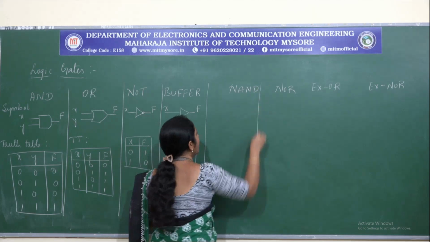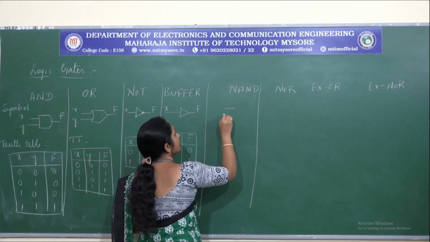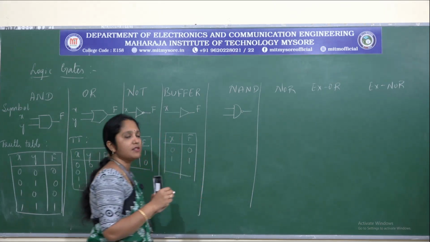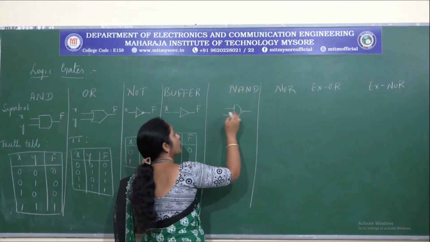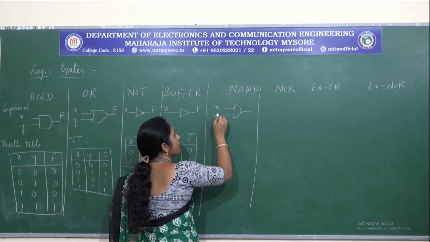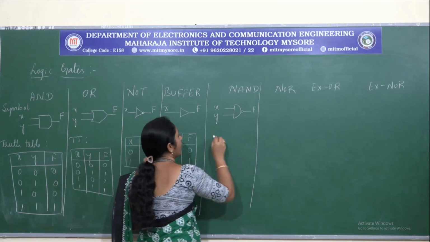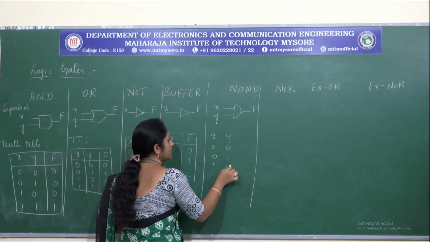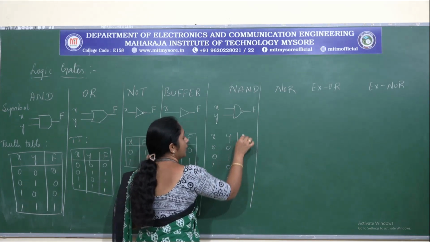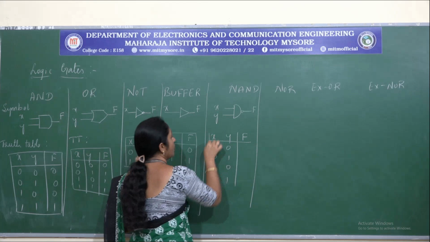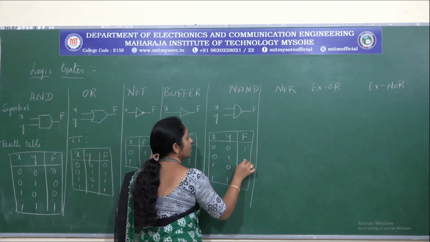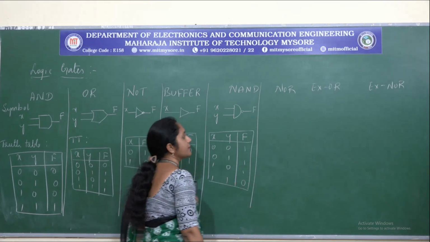Next we have NAND. The symbol for NAND is the AND gate symbol followed by a bubble at the output end. X, Y, and let us consider F as output. Possible combinations, F is the complement of AND, we get 1, 1, 1, 0 as the value.